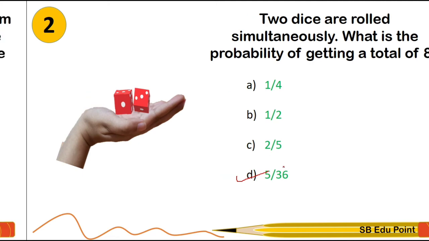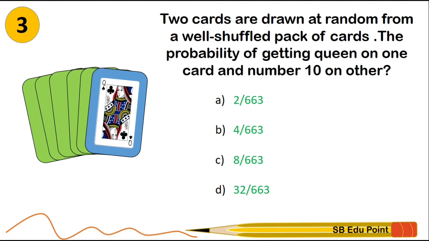Okay. Here is the third question, which says that two cards are drawn at random from a well shuffled pack of cards. We have to find the probability of getting a queen on one card and number 10 on other. I think this question is clear to you all. So let's move to the solution.